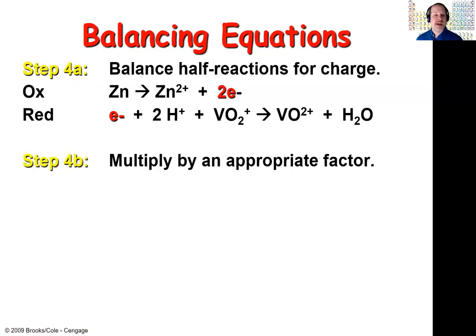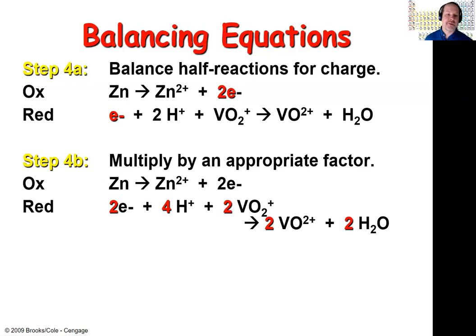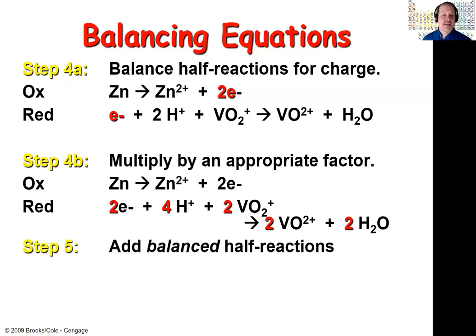Now we're going to multiply both or one of the chemical reactions by a factor so that we have the same number of electrons transferred. That's pretty easy. We just need to multiply the reduction one by 2, and so we're going to double everything. Once you've scaled both reactions so they have the same number of electrons, you can just add them together.